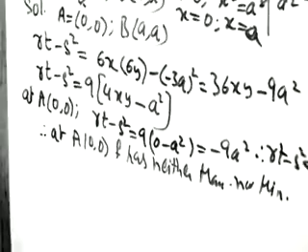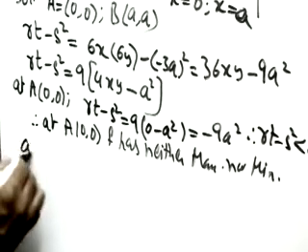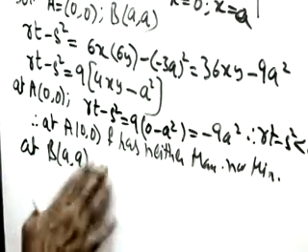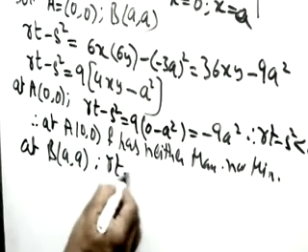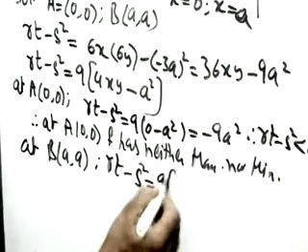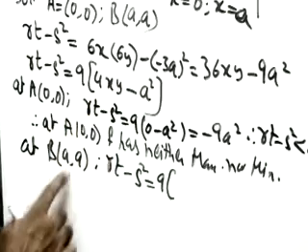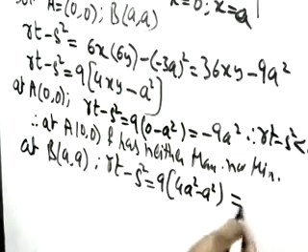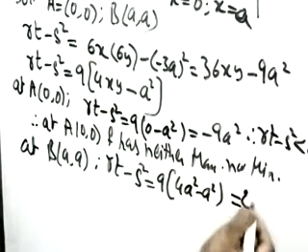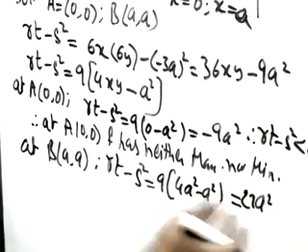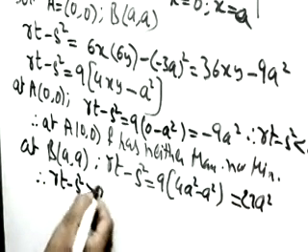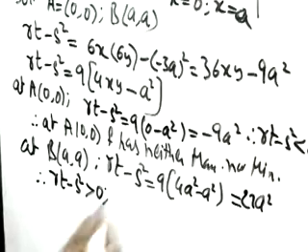Now let me see for B: a comma a. Now you substitute the values. rt minus s square equals 9 into, with x value a and y value a, 4a into a square minus a square. 4a into a square, 4 minus 1 is 3, 3 nines are 27a square. We are getting a positive value. Therefore rt minus s square is greater than 0.